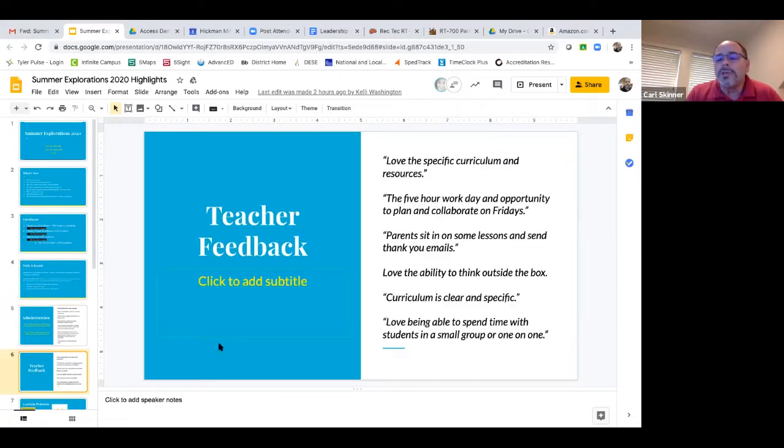There's some of the teacher feedback. Curriculum is clear and specific. Parents sit in on some of the lessons, which is kind of nice. Love being able to spend time with the students in a small group, one-on-one.